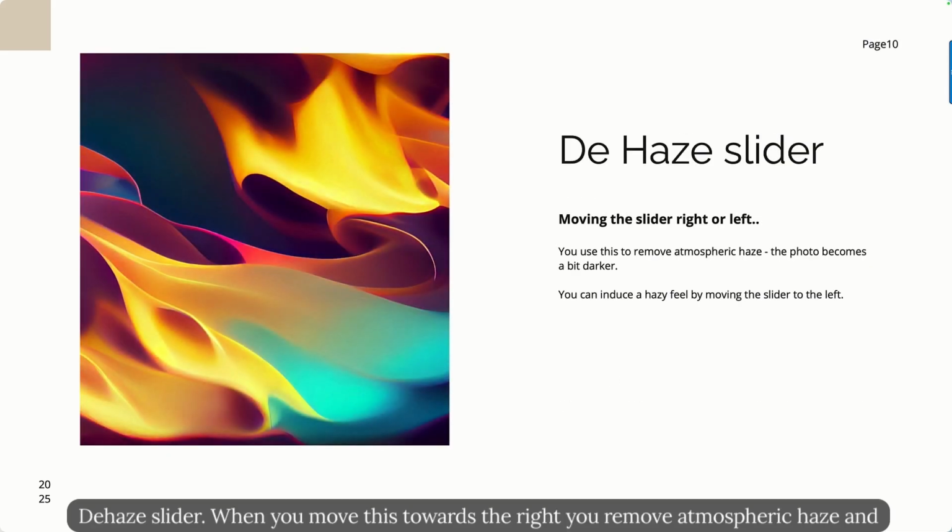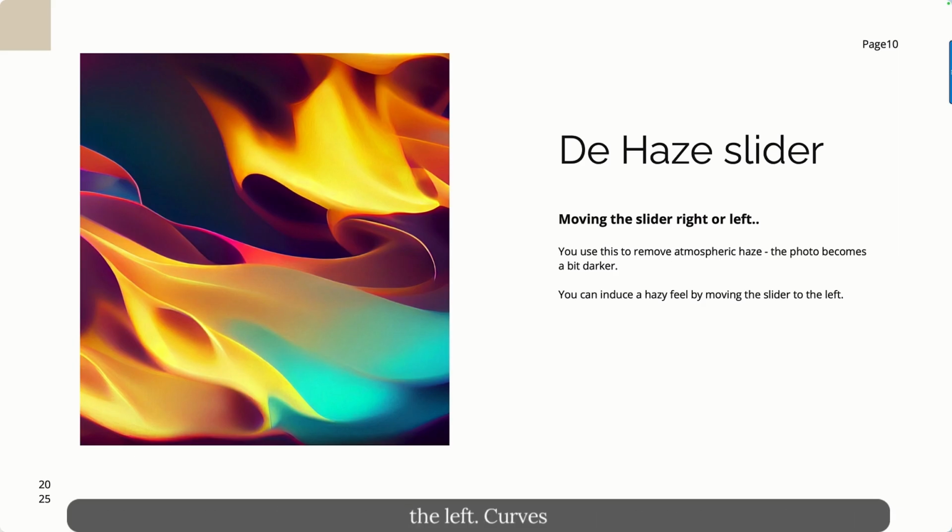The dehaze slider: when you move this towards the right, you remove atmospheric haze and the photo becomes a bit darker, and you can induce a hazy feel by moving this slider to the left.